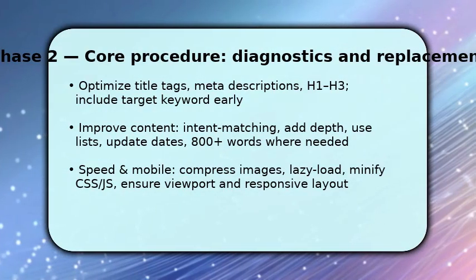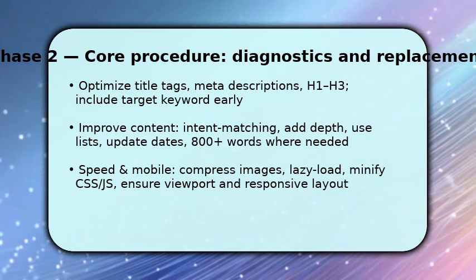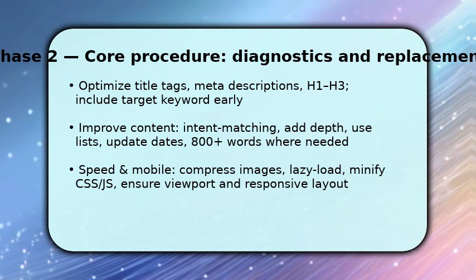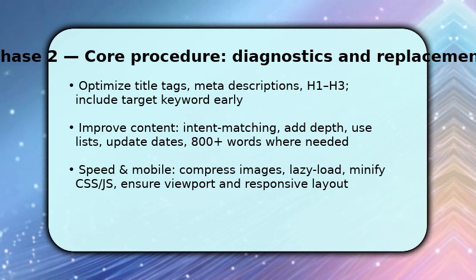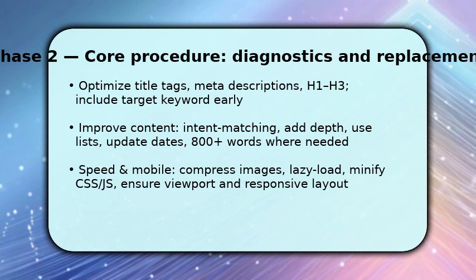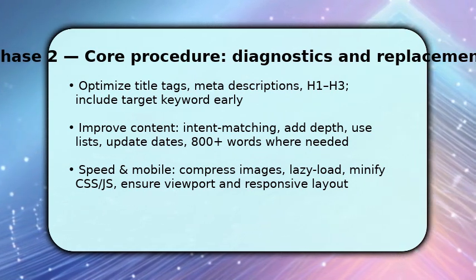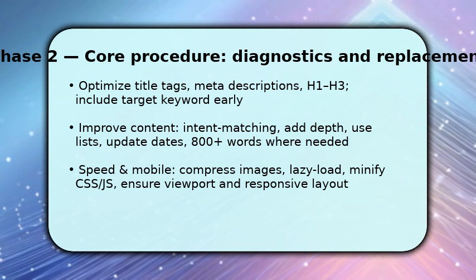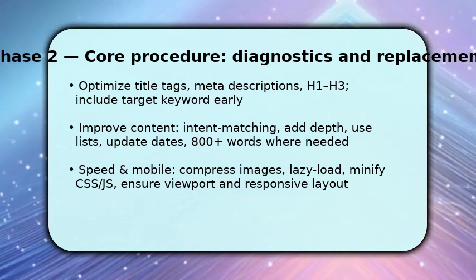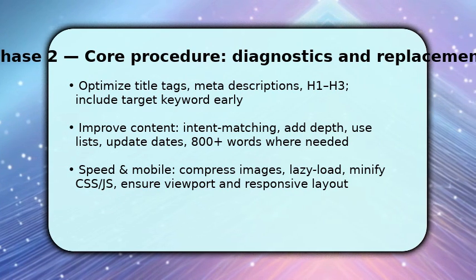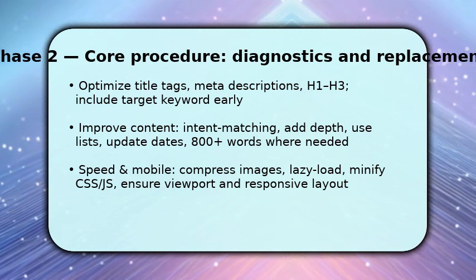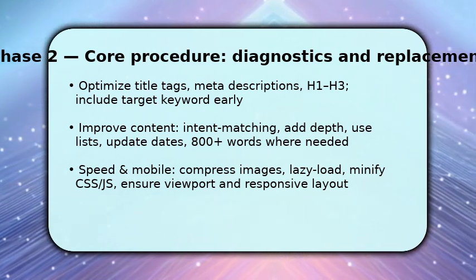You now optimize pages to rank. Adjust title tags and meta descriptions for CTR, put the target keyword early, and craft unique, helpful snippets. Rewrite page content to match search intent, add depth, examples, lists, and structured headings so readers and bots find value. Improve technical UX, compress and lazy load images, minify CSS/JS, and confirm responsive layout for mobile-first indexing. Once done, add structured data, schema, for key pages and canonical tags to prevent duplication and consolidate ranking signals.